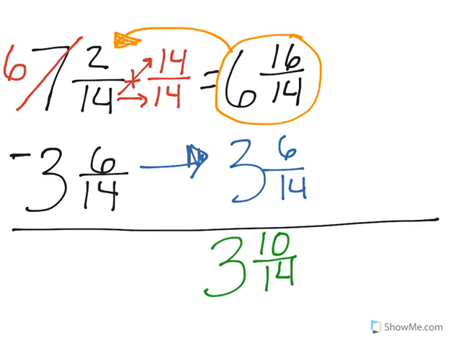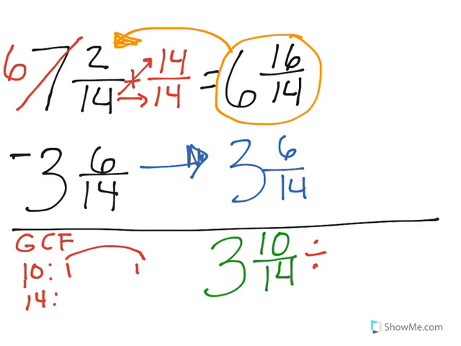I'm not done yet because step 4 says to simplify. So now I need to simplify. So I'm going to divide the numerator and the denominator by the greatest common factor. And the greatest common factor of 10 and 14, we can use rainbows to find it.